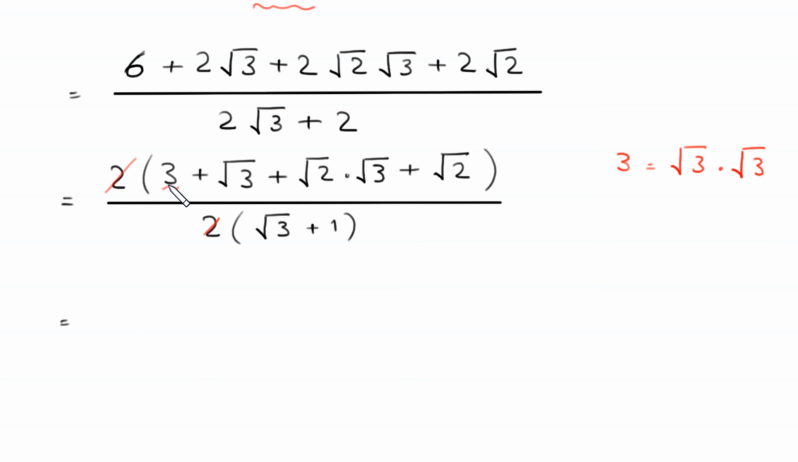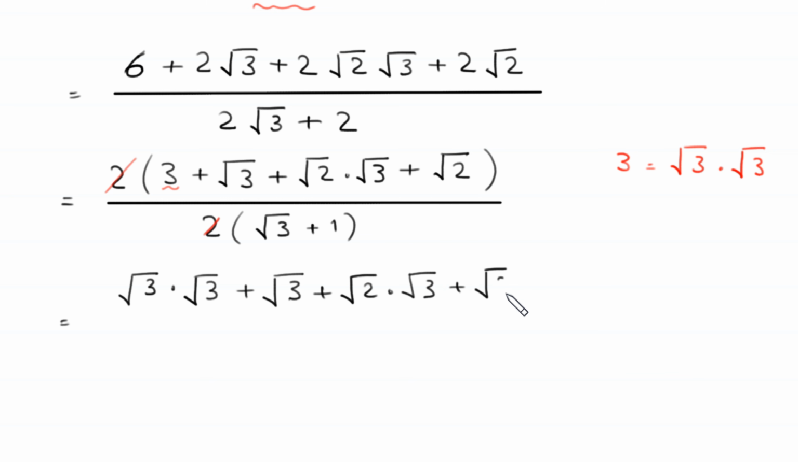So we write this 3 as square root of 3 times square root of 3, plus this square root of 3, plus square root of 2 times square root of 3, plus square root of 2, divided by, in the denominator, we are left with this square root of 3 plus 1.